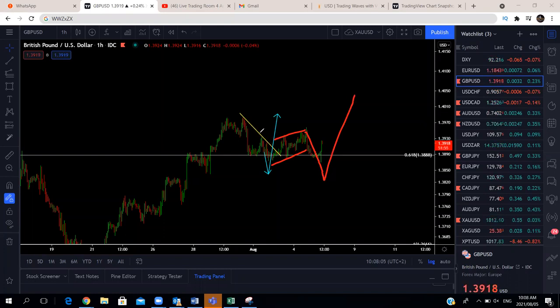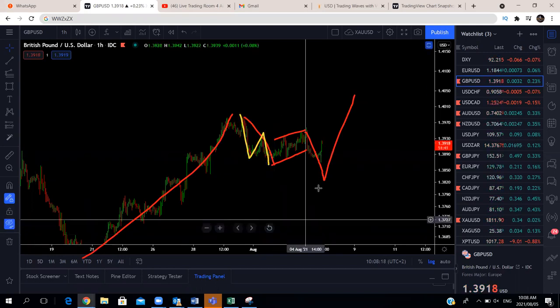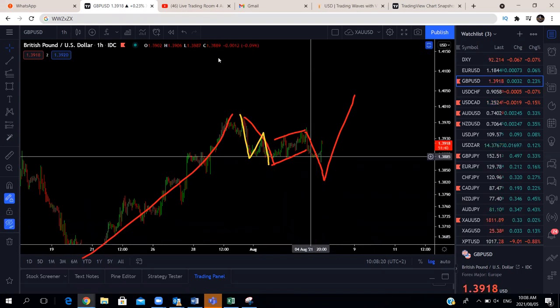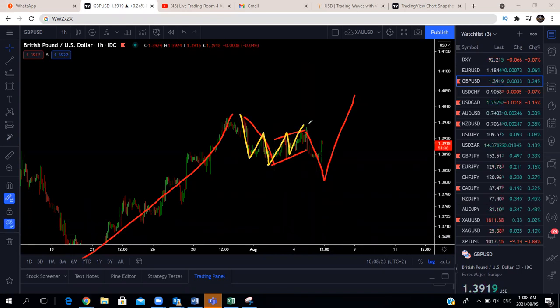So why were we looking for this corrective structure? Because we already have this pulse move to the upside. We're looking for a correction to continue the move to the upside. Will we get this? If you look at this, we've got 1, 2, 3 down. Let me remove the lines there. We've got 3 waves down. We've got 3 waves to the upside. Is it going to give us 1, 2, 3 down? And then we push to the upside. That will give us a WXY corrective structure.